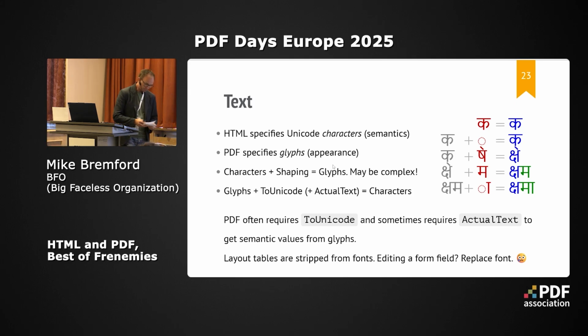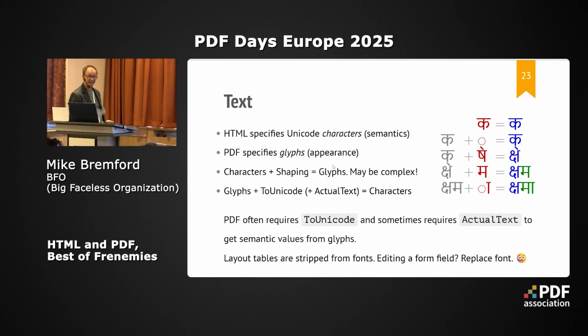So in PDF, it's the same process, but this time the text shaping takes place in the PDF creation software. And it's the positioned glyphs which are written to the page. Now, for a long time, that's all you got. And actually, if you're printing or viewing on screen, it's all you need.